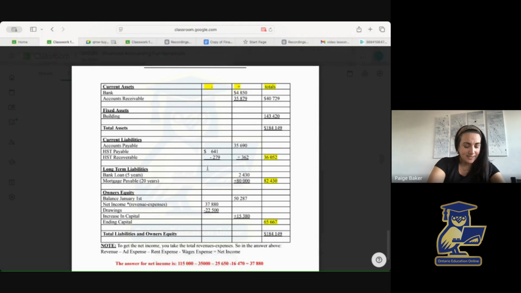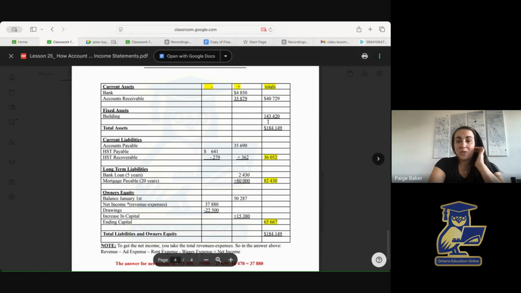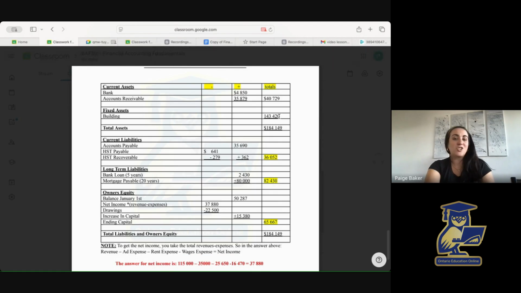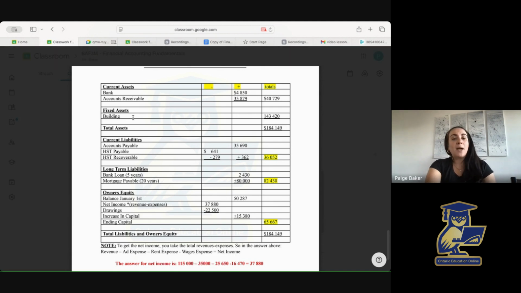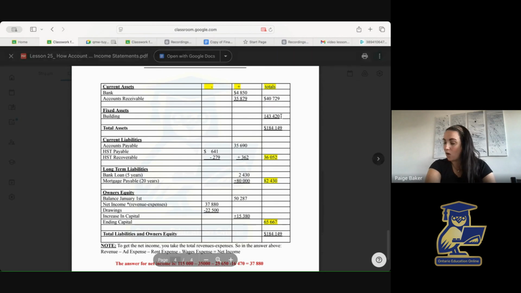Then I list my fixed assets. This can also be referred to as plant and equipment. So long-term assets held for their usefulness in producing goods or services. So in this case, we have our building. We need the building for producing our goods or services. So our fixed asset, we just have one in this case, is $143,420. It's just one. We're not adding more than one fixed asset. If we had more than one fixed asset, we would put it in the second column here to show the addition, but it's our final total, so we will put it in this column here.